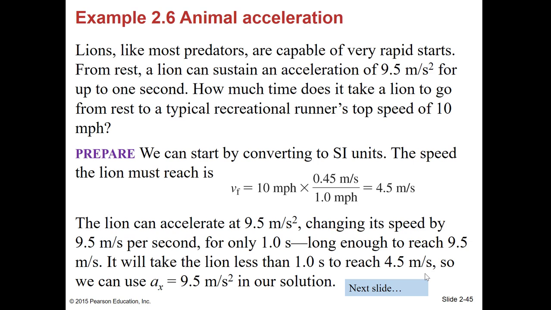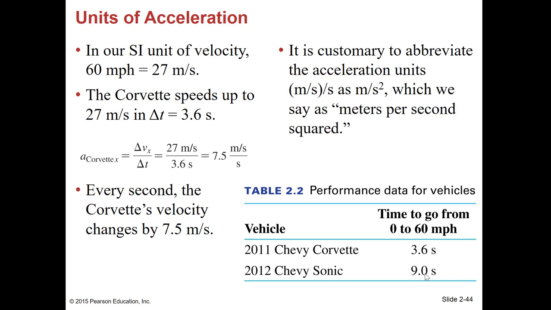Here's an example. Lions, like most predators, are capable of very rapid starts. So from rest, a lion can sustain an acceleration of 9.5 meters per second squared. By the way, that's the unit of acceleration. If you think about it, let me go back. We have meters per second, as you see here. This is a nice way of saying it. After a second, you've changed the velocity by a certain meters per second.